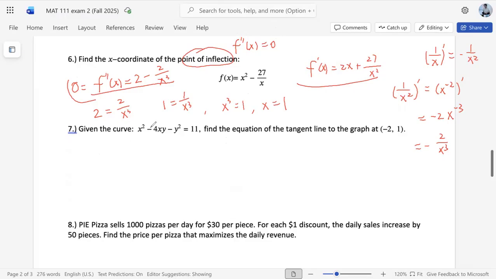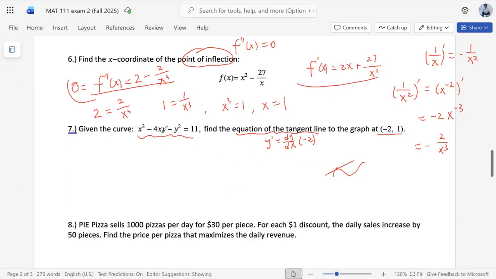Let's see 7. So given this curve, we want to find the equation of the tangent line to the graph when the x value equals negative 2. Right? For the equation of the tangent line, we need to find the derivative. Oh, let's use this one. We need to find the y prime or dy/dx at negative 2, right? Because for the tangent line, we need to find the derivative value at this point, which becomes the slope of the tangent line.